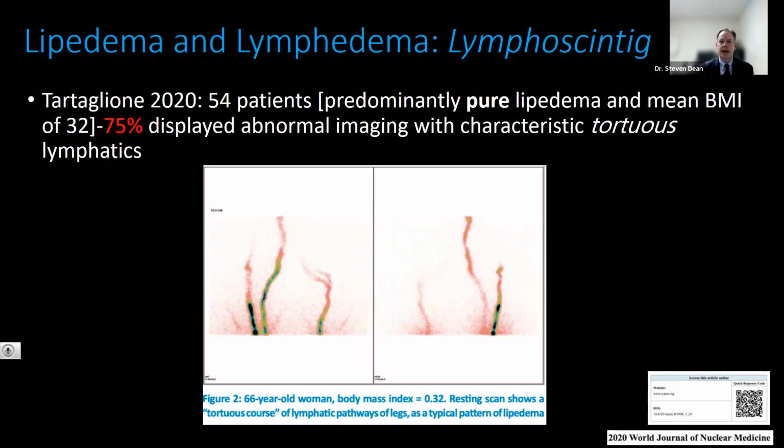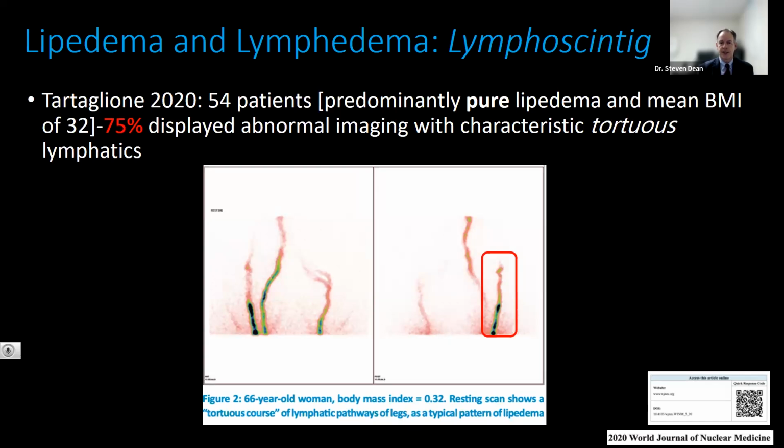75% of these displayed abnormal imaging with this unusual characteristic of tortuous lymphatics as seen here. So, gosh, why would a patient with lipedema have very tortuous lymphatics? Because they have dysfunctional elastic fibers that are supporting these lymphatic vessels, which leads to tortuosity. That same kind of concept happens in the arteries, for instance, of patients that have connective tissue disease. Same concept. And I would say, show me an article out there of a patient population with a BMI of only 32, where 75% of them had abnormal tortuous lymphatics. I don't think you're going to be able to find one.